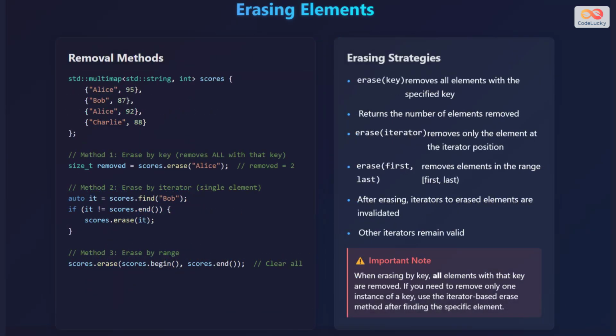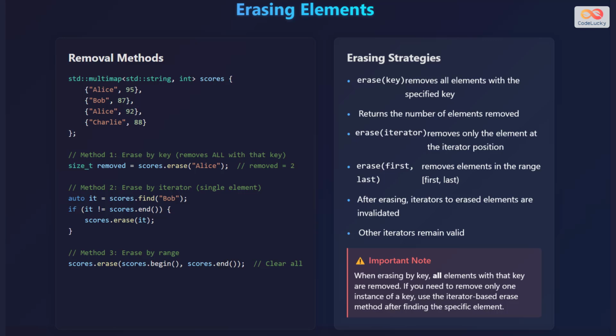Now let's see how to remove elements from a C++ multimap. Suppose you have a std::multimap called scores. One way to erase elements is by specifying the key. The erase function with a key as its argument removes all elements with that key. For example, scores.erase("Alice") will remove all entries where the key is Alice. This method returns the number of elements removed.